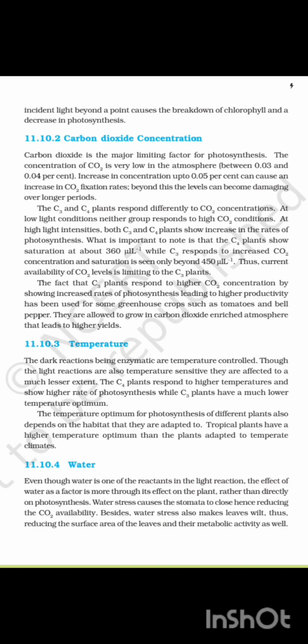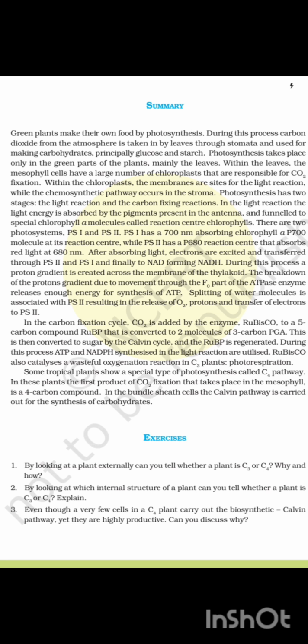Summary: green plants make their own food by photosynthesis. During the process, carbon dioxide from the atmosphere is taken in by leaves through stomata and used for making carbohydrates, principally glucose and starch. Photosynthesis takes place only in the green parts of the plant, mainly the leaves. Within the leaves, the mesophyll cells have a large number of chloroplasts that are responsible for carbon dioxide fixation. Within the chloroplast, the membranes are sites for the light reaction, while the carbon fixation pathway occurs in the stroma.